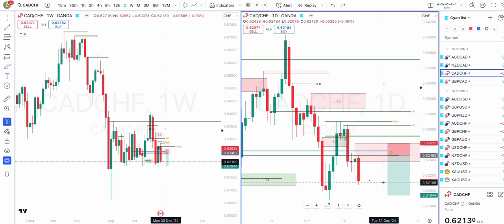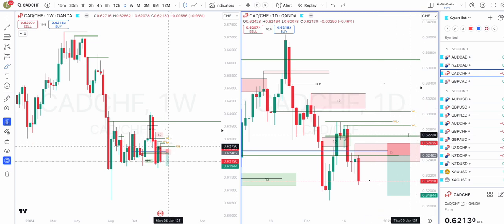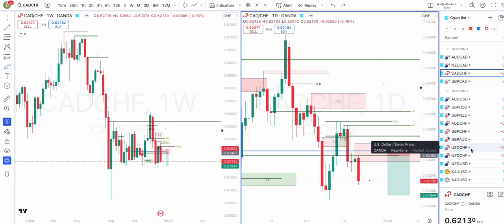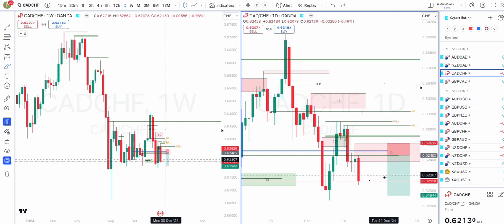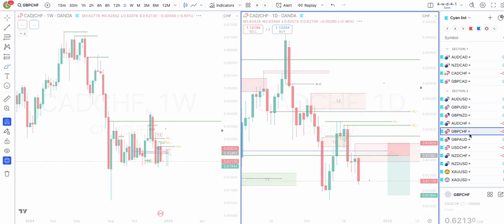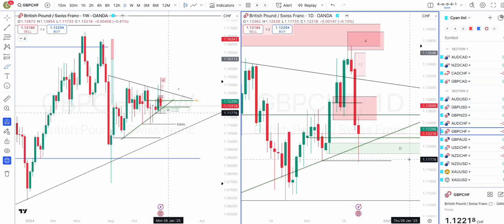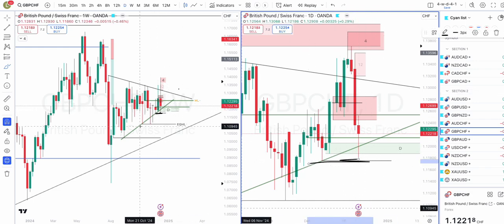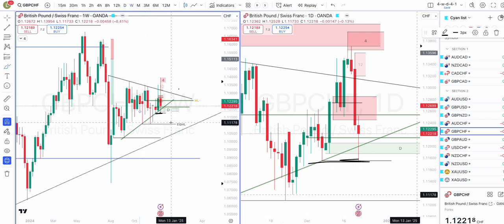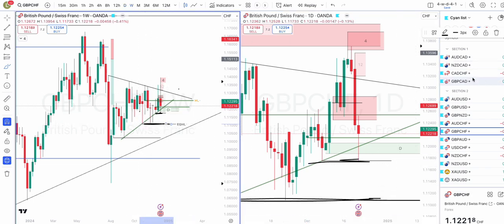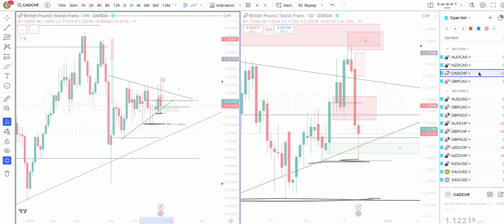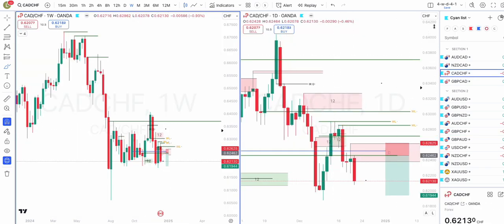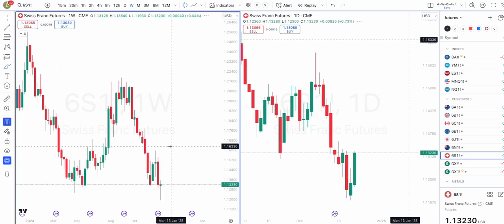Now, CHF last week, if you see any name except USD CHF, because USD was the strongest currency, had started showing weakness. I believe CHF can go down. You can even see in GBPCHF, we have equal highs and lows, which basically means that this is a liquidity, and there are equal highs and lows here too. So again, liquidity, right?